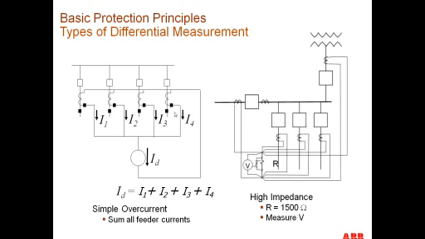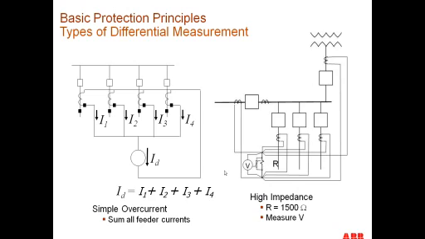Another type of differential principle just sums up all the currents coming in and out of all the feeders into a coil, and the differential current is just the sum of all the currents of each of the different circuits. So ID is equal to I1 plus I2 plus I3 plus I4, and this is our operate current. Then we compare that against the restraint current, which could be the highest of any one of these currents right here.